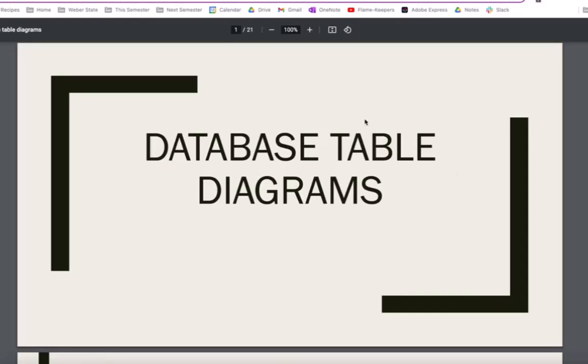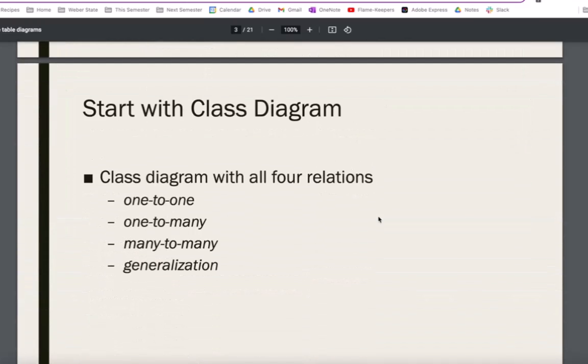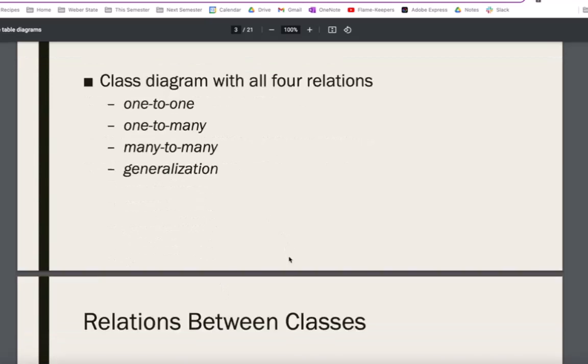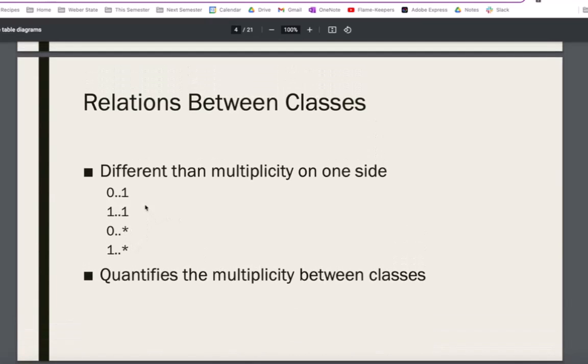When it comes to database table diagrams, it's going to be important to understand how their relationships differ from class diagrams. We will start with a class diagram that has all four relationships that we talked about: the one-to-one, one-to-many, many-to-many, and generalizations. And these multiplicities that we're seeing right here are the ones that we used in our class diagram. So we have 0 to 1, the 1 to 1, 0 to many, and 1 to many. So these quantify the multiplicity between the classes.